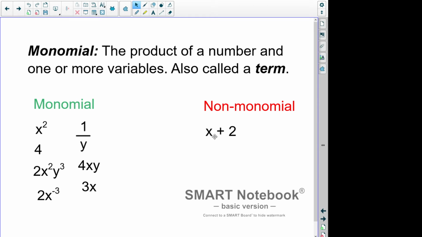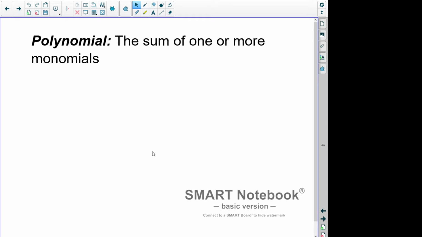So the only one on this page that's not a monomial is this. If we have this x plus 2, it's that plus right there that makes it not a monomial. This is actually two monomials that are being added together. So that's not a monomial. And then we talk about a polynomial. A polynomial is just when we combine a bunch of monomials. Okay, so we add or subtract a bunch of monomials, that makes a polynomial.